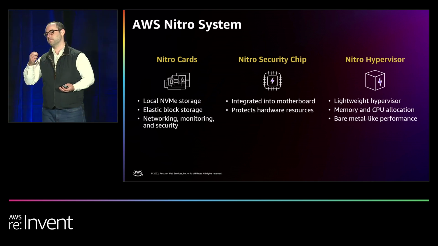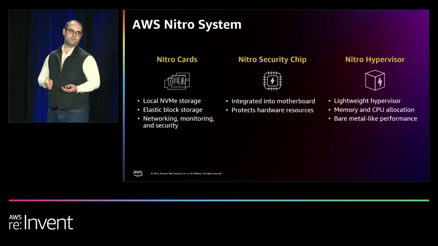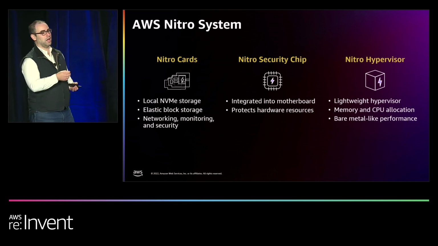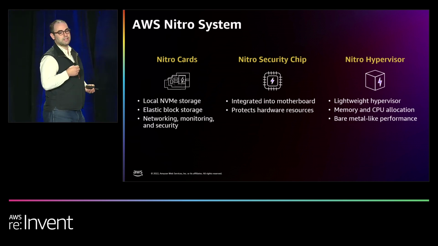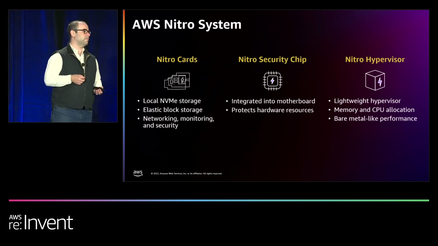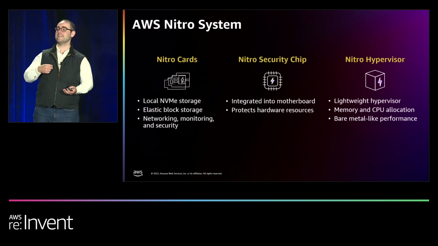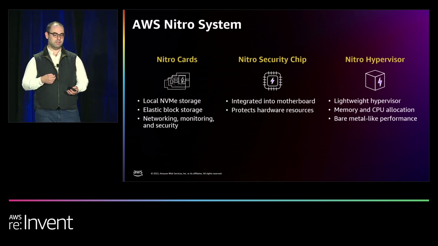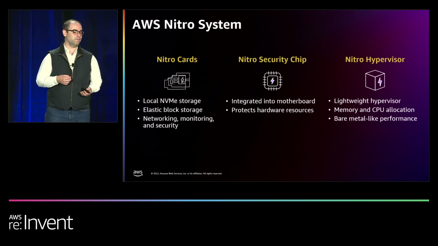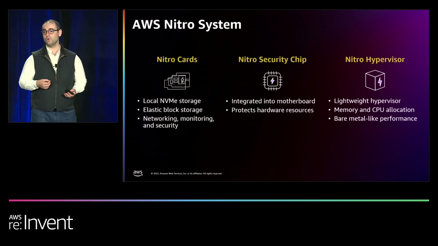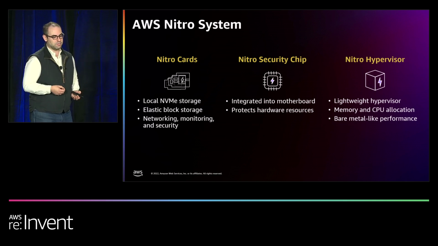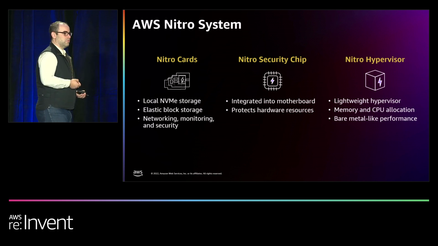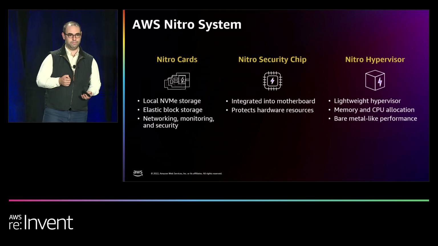We have Nitro cards providing local instance storage using NVMe. We have elastic block storage, which is a network-based block storage for EC2 instances. We also have a card that is responsible for providing the network accessibility to EC2 instances. We also, of course, have a very special Nitro card, the queen of the Nitro cards, which is the Nitro controller, responsible for orchestrating and providing the management, monitoring, and security features of the Nitro system as a whole.